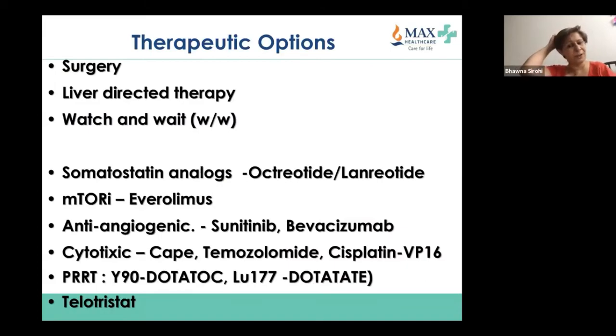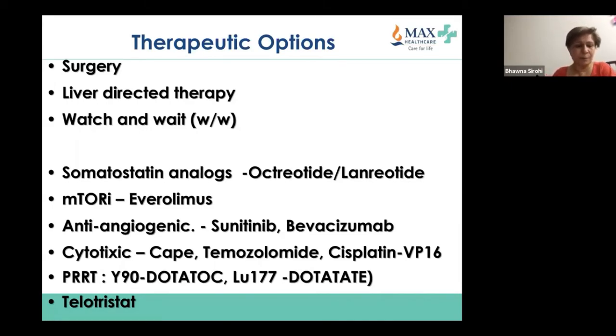These are the treatment options: surgery, liver-directed therapy, and watch and wait. The top three I won't talk about because surgery, I may show some studies down the line which show that patients who do undergo surgery, even with metastatic disease, have a better outcome. Liver-directed therapy also I will touch on towards the end. There is a lot of debate about whether you should do transarterial chemoembolization or just transarterial embolization or just radioembolization. So I will talk a little bit about that as well towards the end.